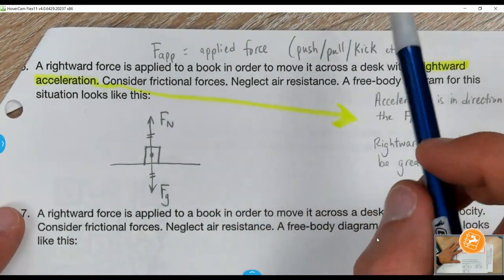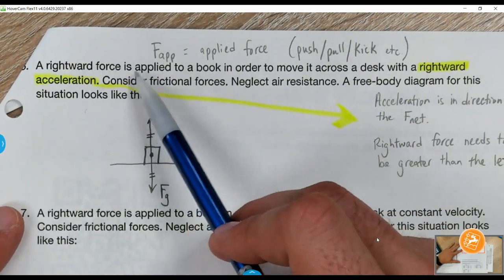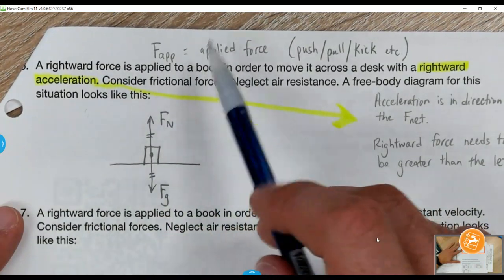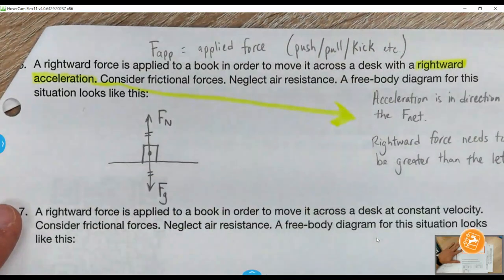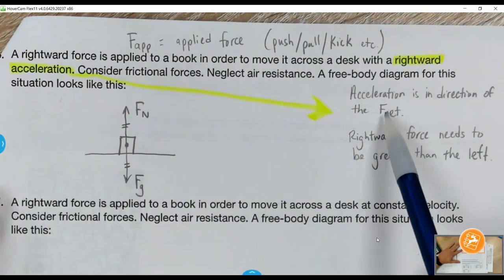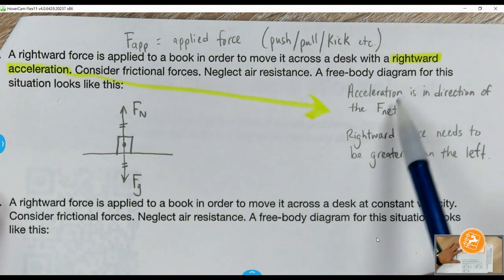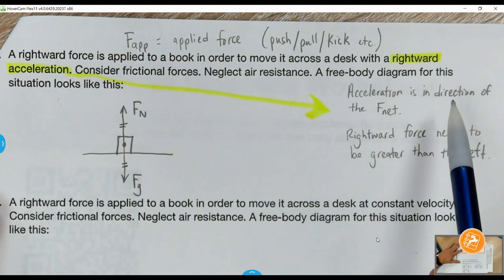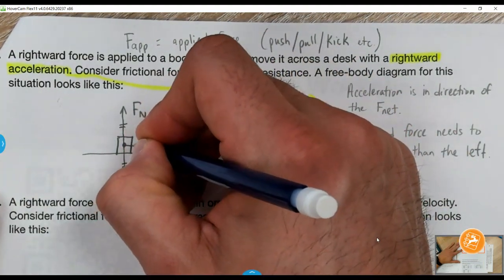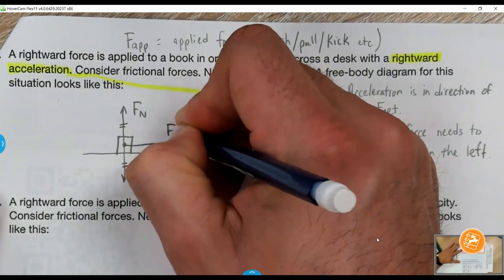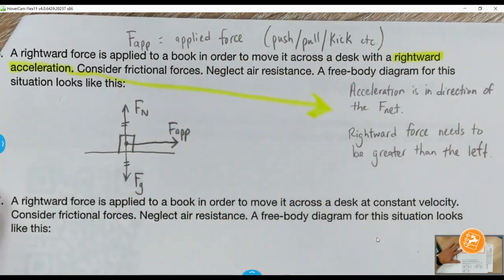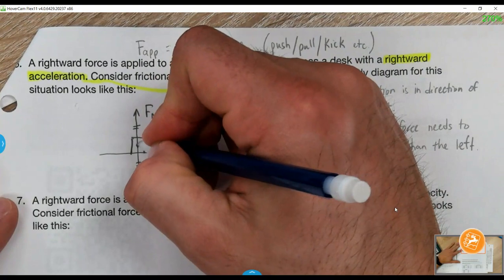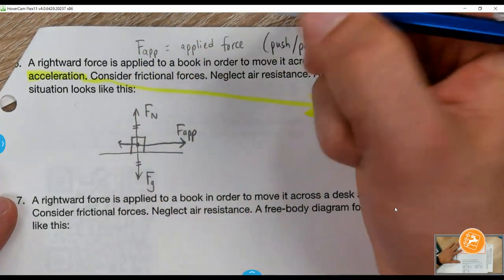Now, it says consider friction forces. A rightward force is applied to the book, so our applied force would be going to the right. Remember, it says it's accelerating to the right. Acceleration is in the direction of the net force, which means the vector to the right needs to be bigger than the one to the left. So we're going to have the applied force going to the right. And it says consider friction forces. Friction, we're going to make it a little bit smaller.